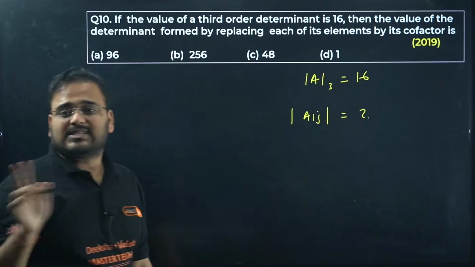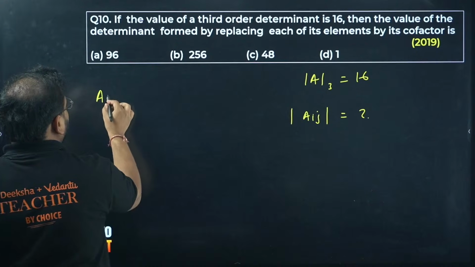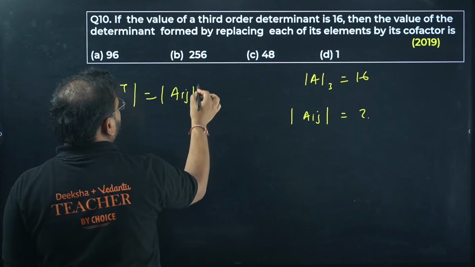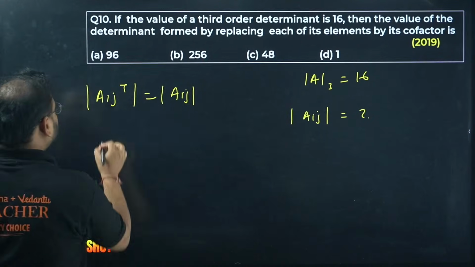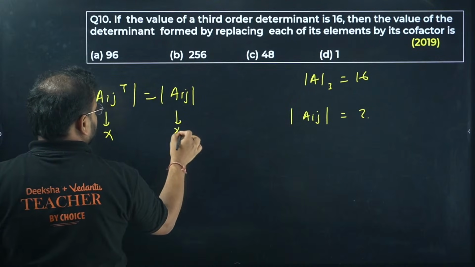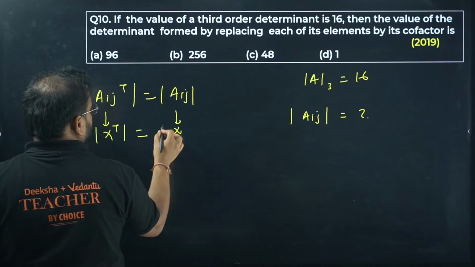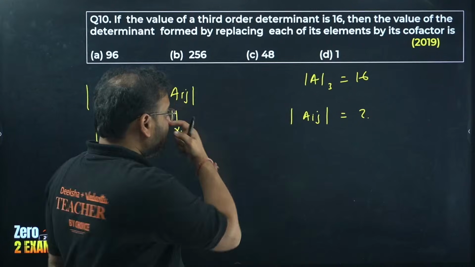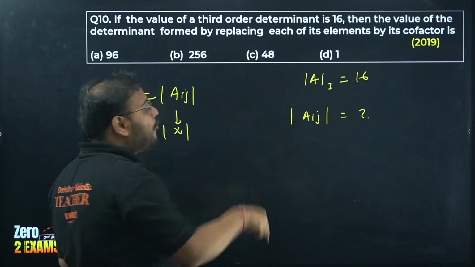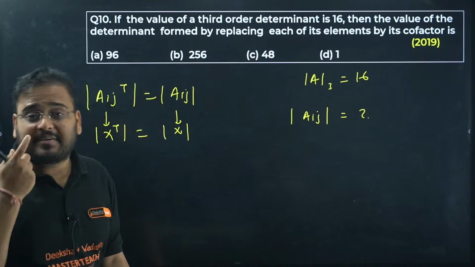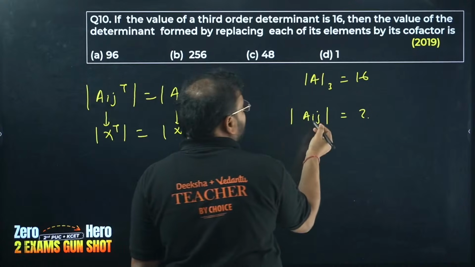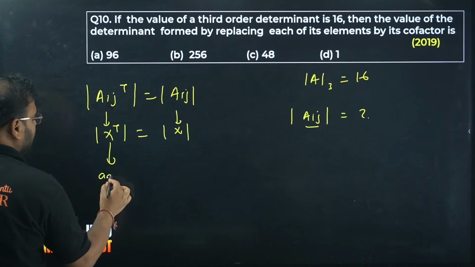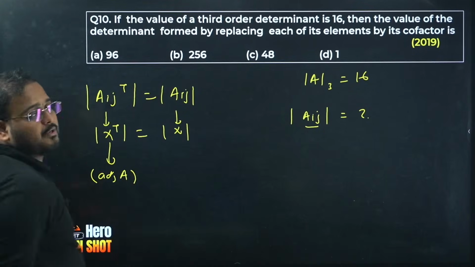Not the transpose, but we all know that the Aij transpose determinant will be the same as the Aij determinant, because if I call this matrix X, this will be matrix X again, so the determinant of X transpose is the same as the determinant of X. They're saying if you replace the elements by the cofactors, it is given as the matrix of the cofactors, which is Aij. So if you're looking to find this value, I can replace this by this particular thing, and this is called the adjoint of A.